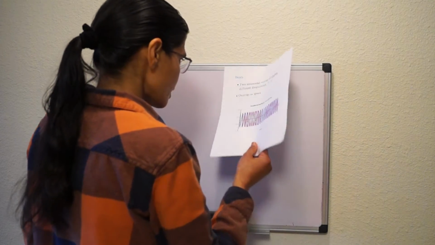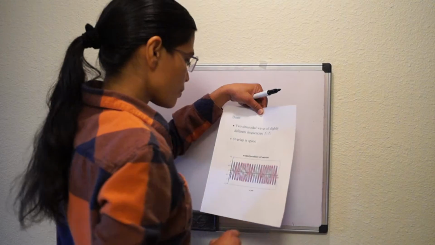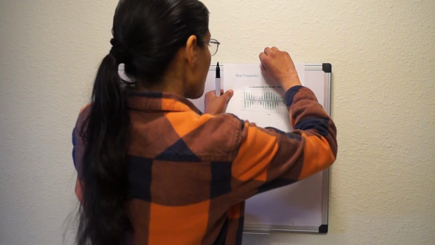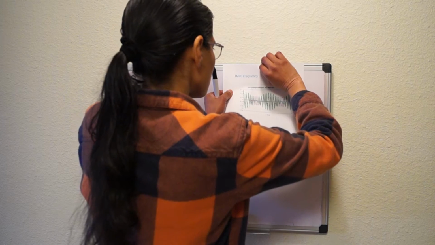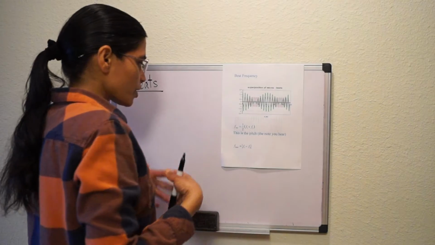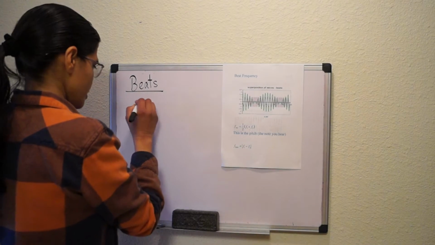So two waves superimpose on one another, and then there is something called beats. You would hear something called beats. Okay, so two waves that are kind of overlapping each other. So there are two things. I'm going to write this down here too.